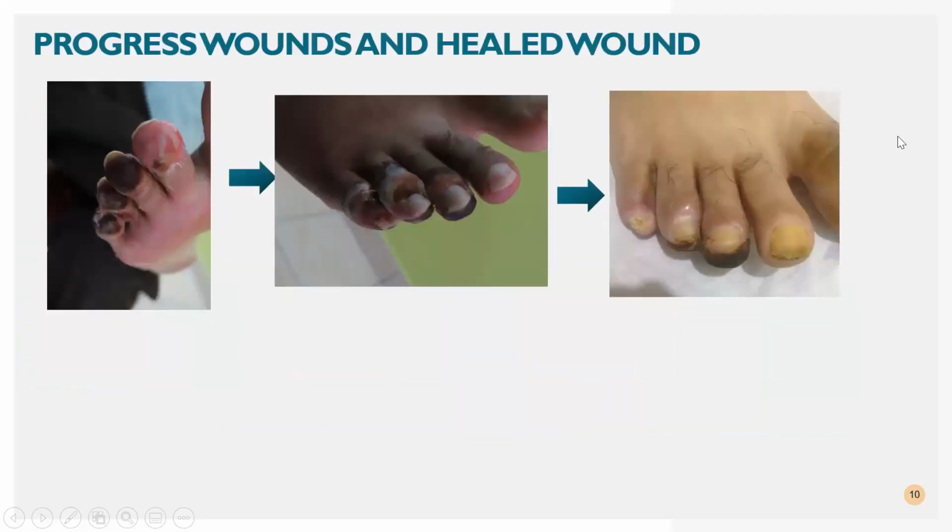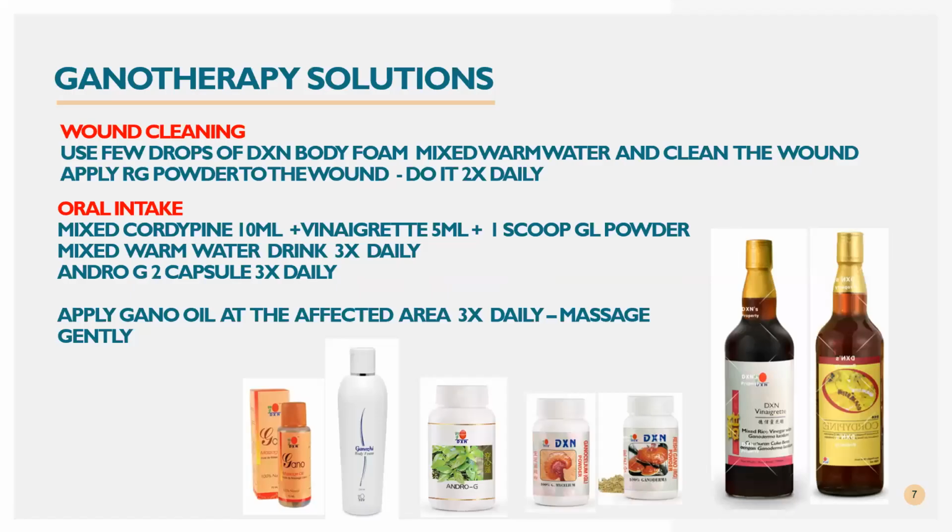The dosage that we need to take is only this amount: RG, codipine, vinaigrette, RG powder for the wound, gel powder, Androgy for wound cleaning, body foam, RG powder, and gel Gano oil. These three things. So it's not very costly. I think at most, for 1 month, you just take around 400 ringgit to 500 ringgit like that. Very small dosage. It depends on the budget. We can work it out to make sure the wound heals.